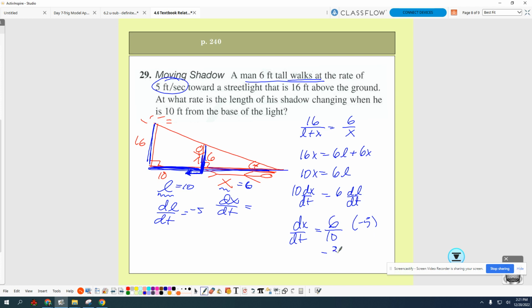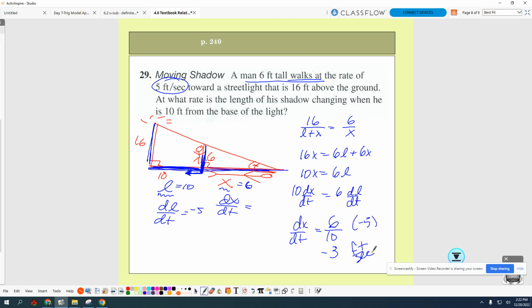So it looks like negative 3. What are the units? Feet per second. So the shadow is getting smaller by 3 feet per second as he's walking forward at 5 feet per second. They weren't the same. Carson doesn't like that answer.